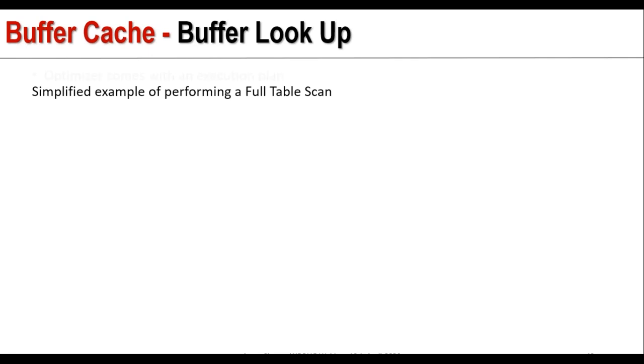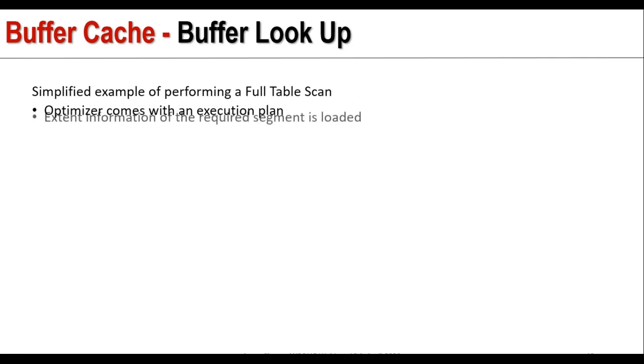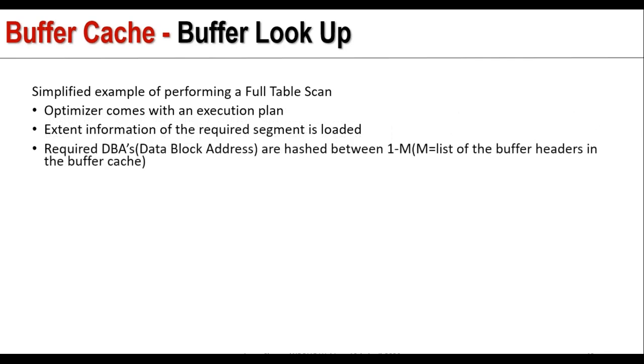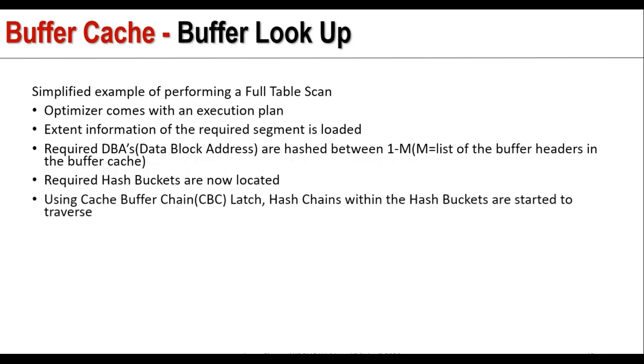This is actually for a full table scan example. Oracle will search with the execution plan. They came to know that you need the buffer access. They will look at the extent from your segment. They will find out the block address from your hash chains. From there, the hash bucket is going to be located. Using the cache buffer chain latch, the required particular buffer is actually going to be searched.